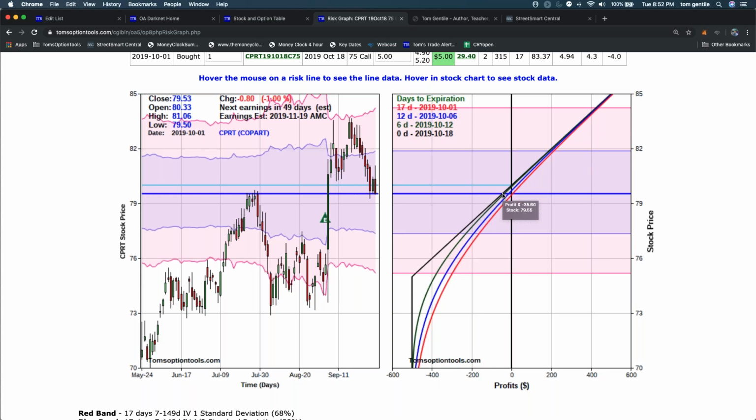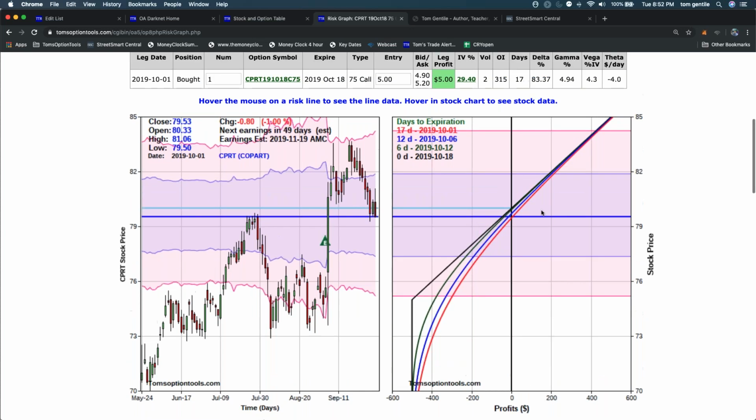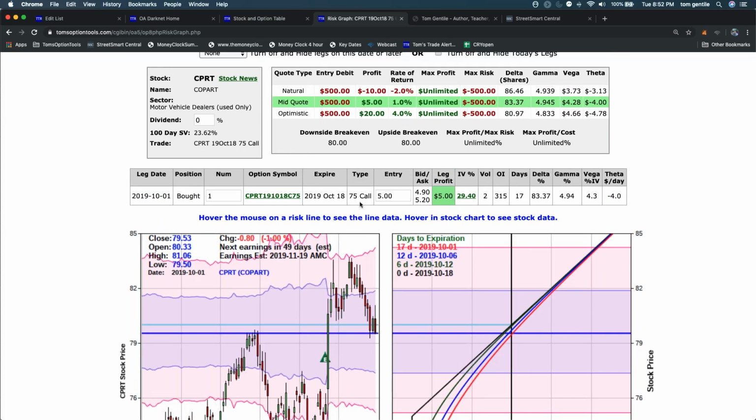So if you want to use an option that really is a surrogate for the stock, then you use an in-the-money call option. And you don't have to go that far in the money with this one, 75. You're going 5 points in the money, and you're literally getting this thing for $5. Where's the stock closed at? The stock closed at 79.53. So you really have about 47 cents of time value, and you got $4 and change that's real.